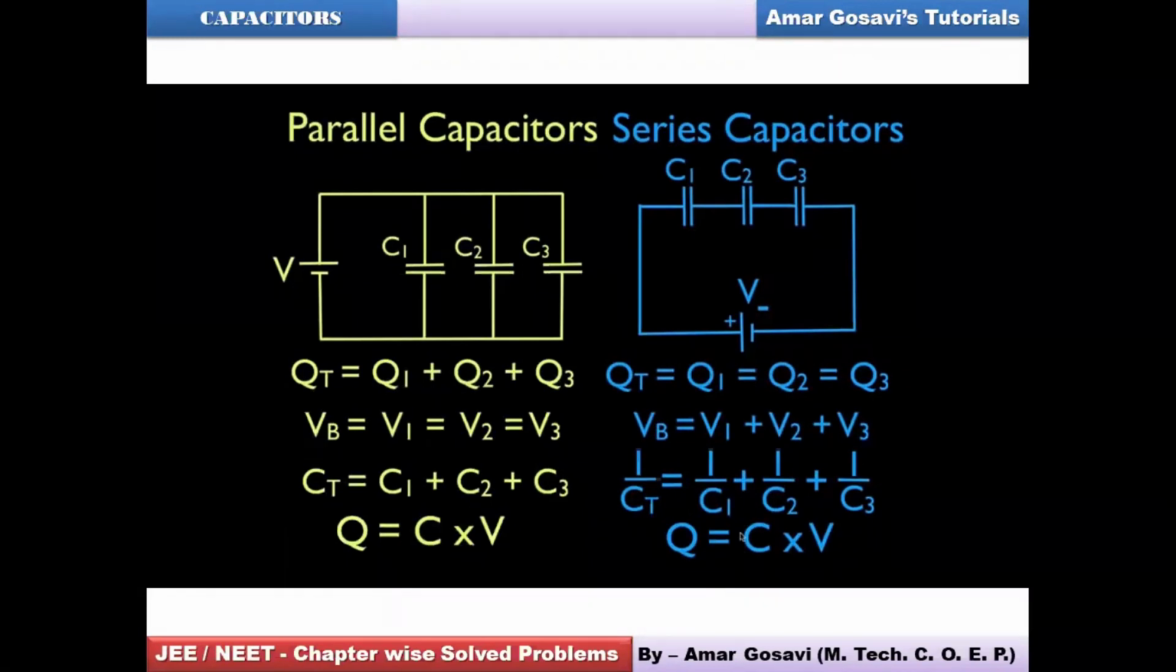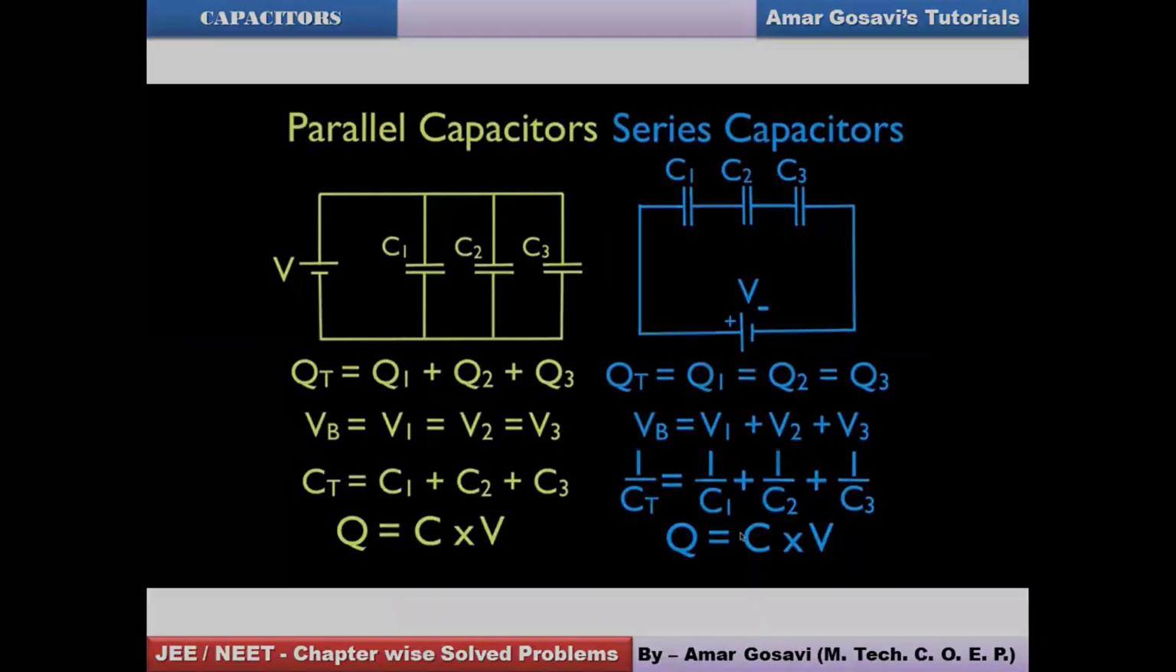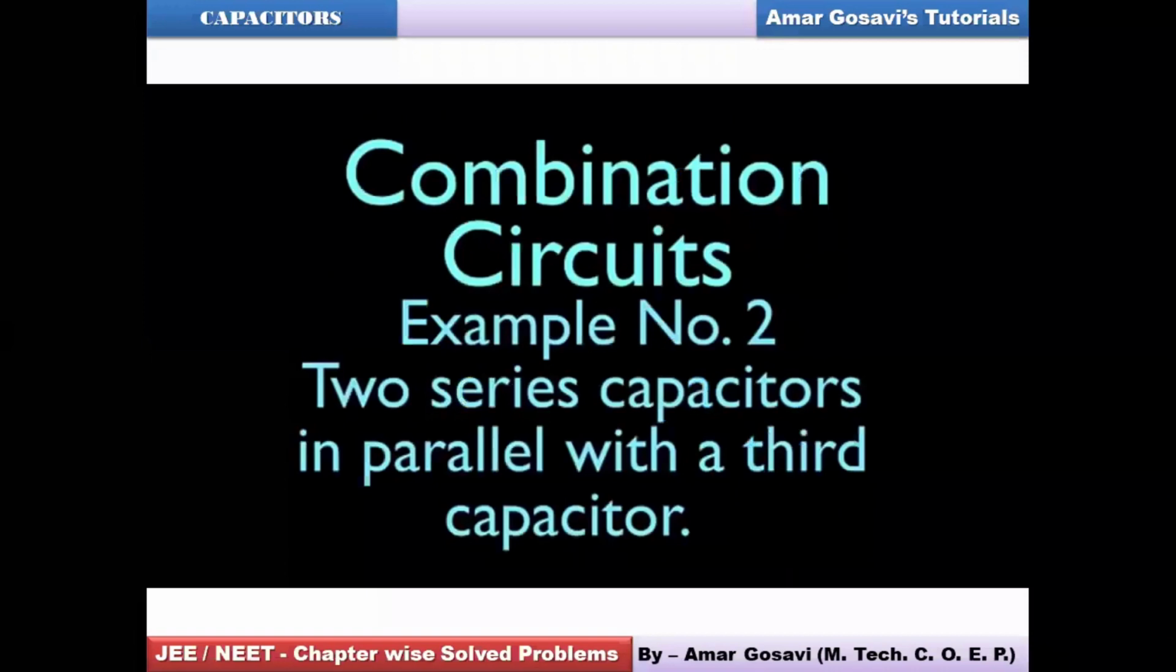Yeah, I believe you have noted this down, friends. So let's proceed further. Here, combination type of circuits. Here two series capacitors are in parallel with the third capacitor. Okay, so let's understand this.